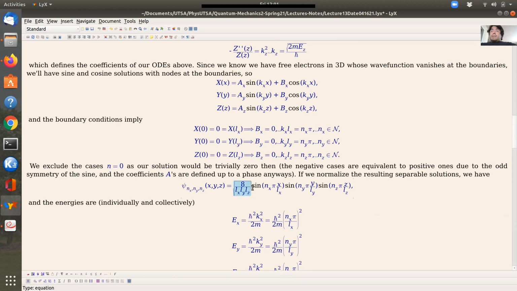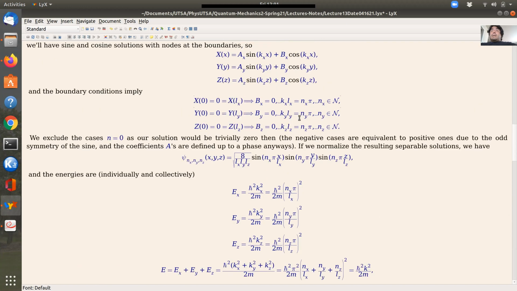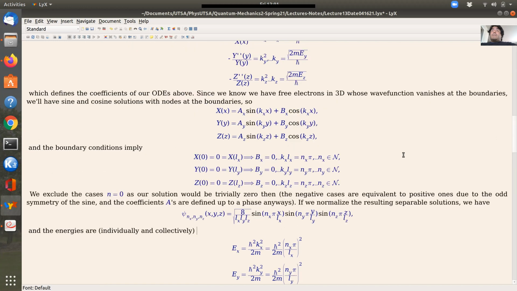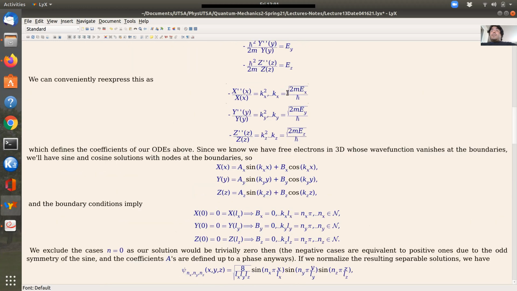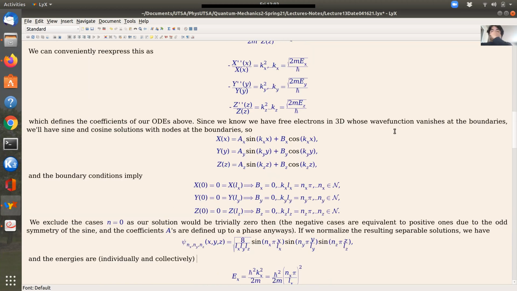So this constant is coming from normalization. I'll let you check that. But we have determined the function up to a phase. Again, that's always what happens. And because we have determined the kx and the k's, we have also found the energies, right? Because we made that definition of the kx in terms of the energies, and we can likewise express the energies in terms of these coefficients k's.